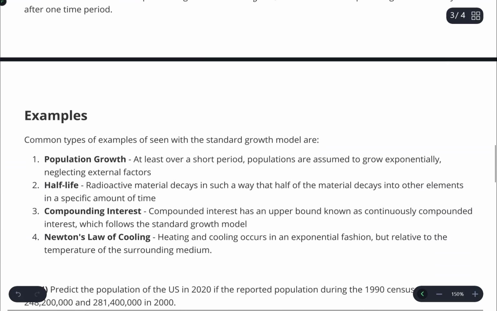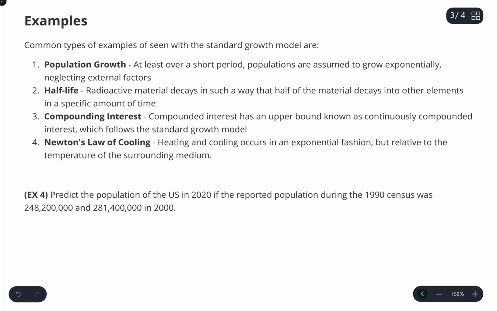Let's work with examples using the standard growth model. Now, there are some pretty common examples that we run into here. Certainly, we've already talked about population growth, and the idea is that, at least over a short period, populations are assumed to grow exponentially, neglecting any external factors. So like if a terrible storm comes in and forces people to flee a particular city, well, the growth model isn't going to account for that.